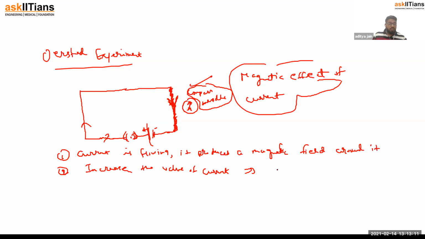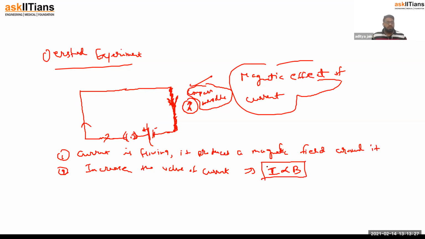So we can conclude that the magnetic field will be more, because if the deflection is more, that is due to the magnetic field. So if deflection is more, we can conclude the magnetic field is more. So current was proportional to magnetic field. Magnetic field is shown by a symbol B. So this is the second conclusion.